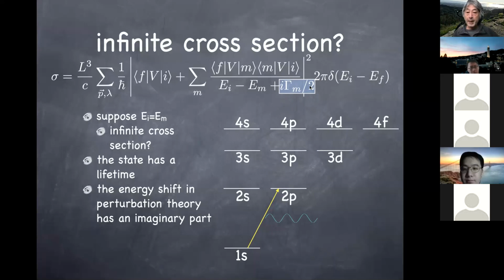What exactly is the difference between the iε from before and this iΓ? I mean, they're both imaginary, right? Mm-hmm. Yeah, so that will come up on the next slide. So please wait for that. Thank you. Any other questions here?